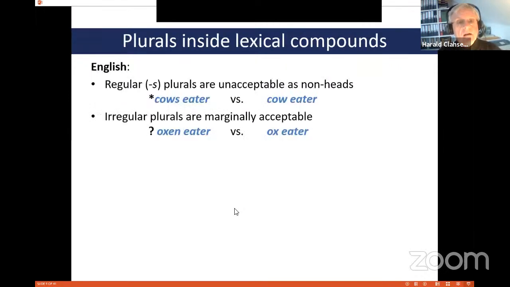And in the psycholinguistic literature, one of these more general constraints has become very famous, which is the plurals in compounds effect in English and other languages. What's meant by that effect is the fact that lexical compounding is constrained in that regular plurals are dispreferred as non-heads inside compounds. So you cannot say cows eater in English. You have to say cow eater. While irregular plurals are marginal in English, and in German, for example, fully acceptable. So you can say, well, with a question mark in English, oxen eater, though you would prefer to say ox eater. But oxen eater is definitely not as bad as cows eater. So we get this three-way contrast. That's basically the plurals in compounds effect in English.